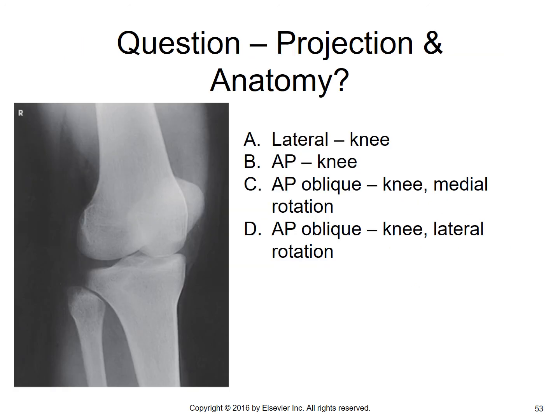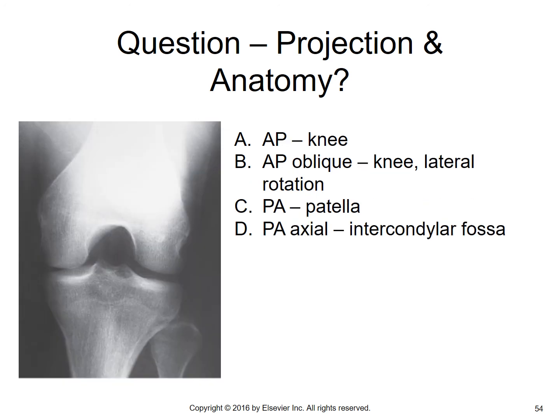Take a look at this one. Now notice what's happening here. You're separating the tibia from the fibula. So look at your choices. So this would be C. This is an AP oblique with medial rotation. Take a look at this one. Get your choices. And hopefully you guessed that it is D, the PA axial for the intercondylar fossa. Once again, another of your tunnel views.